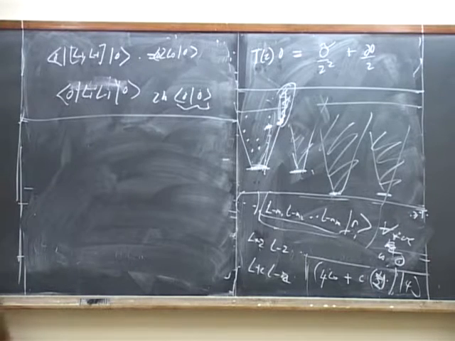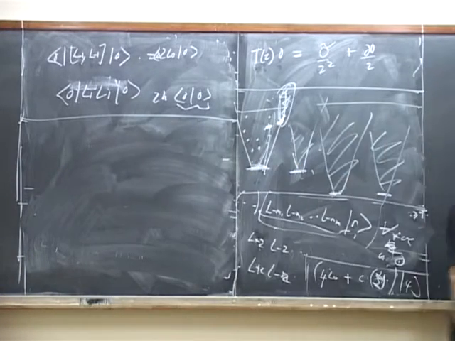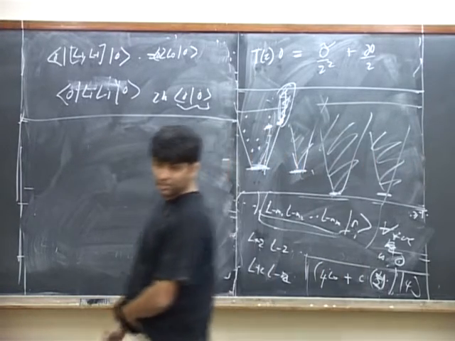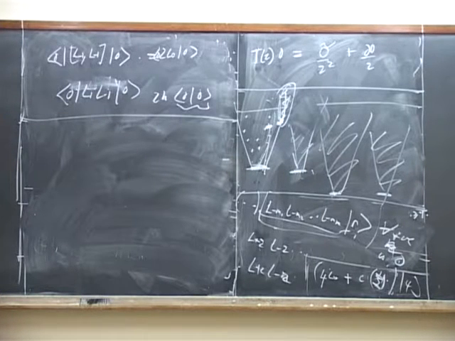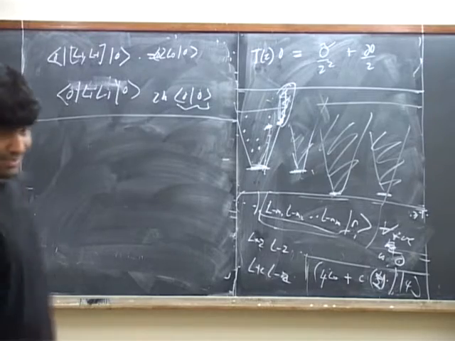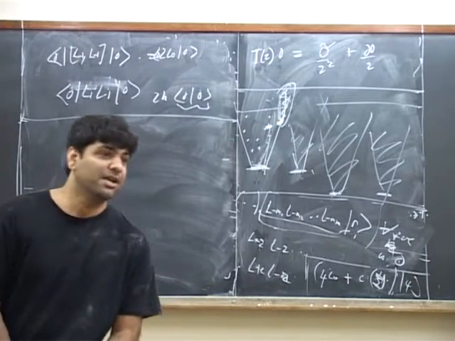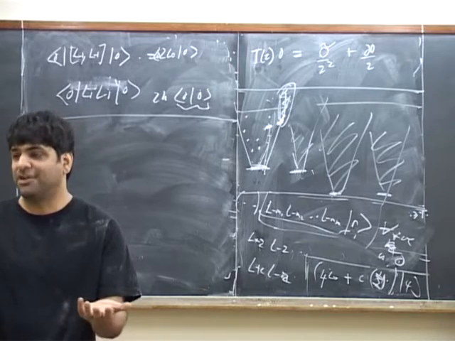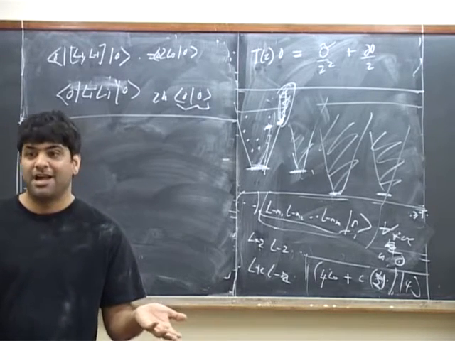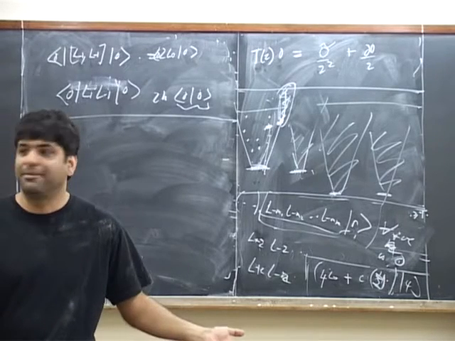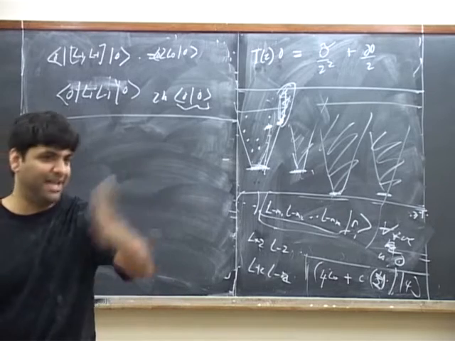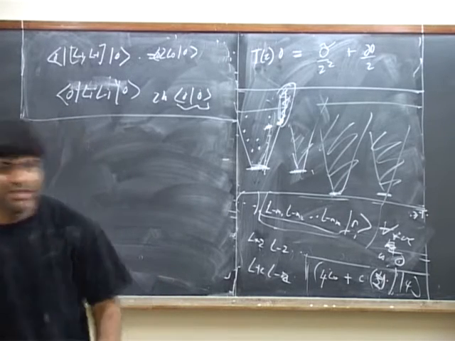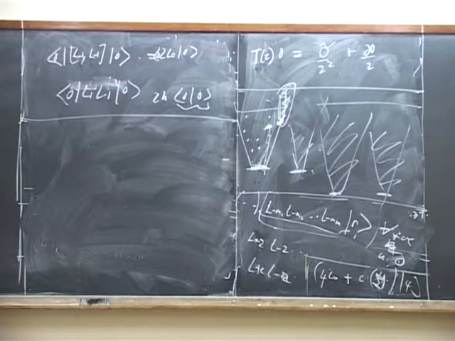Our proof of the statement assumed, A, that O is a primary operator, and B, that L1 and L-1 are Hermitian conjugates. Let's address the first thing. Since we proved that every primary operator has dimension greater than zero, it immediately follows that every operator has dimension greater than zero. Because if there is an operator with negative dimension, and it's not primary, then there must exist a primary with negative dimension, because you can keep lowering the energy of that operator until you get to a primary. So the first assumption was not restrictive.